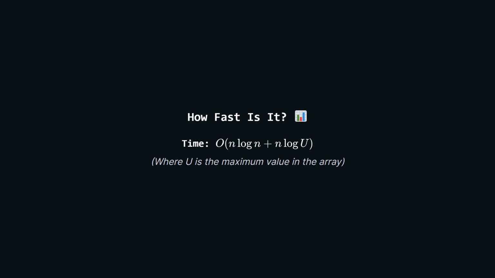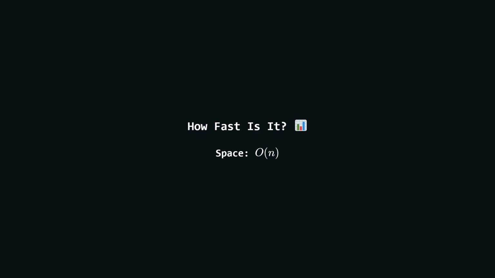Perfect. Let's talk performance. The time complexity is big O of n log n plus n log u. The n log n comes from sorting the list. The n log u comes from calculating the greatest common divisor n times, where u represents the biggest number we are dealing with. The space complexity is order n, because we had to create a few extra lists to hold our running maximums and the calculated divisors.